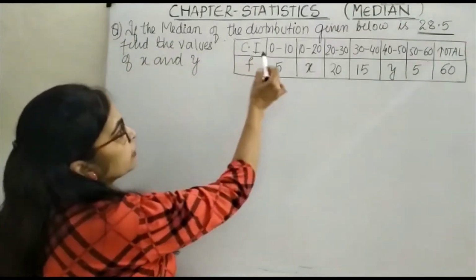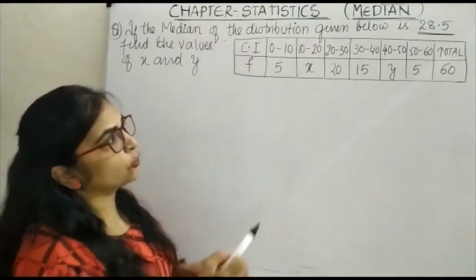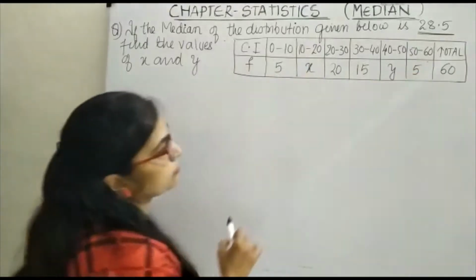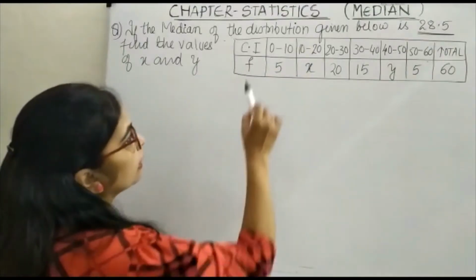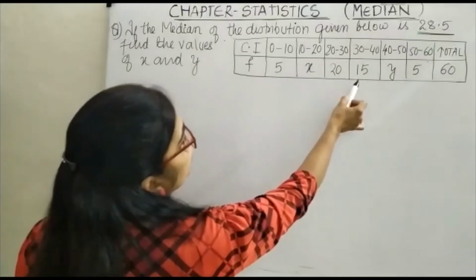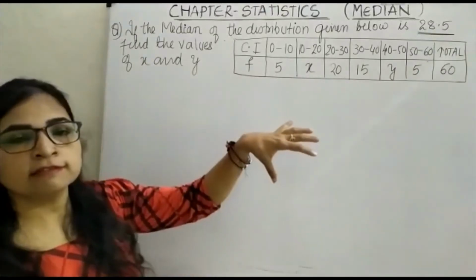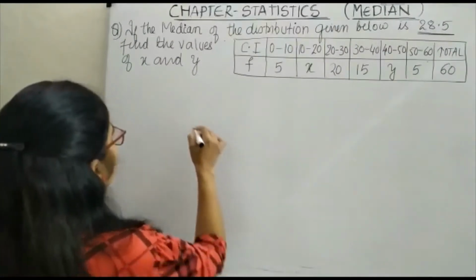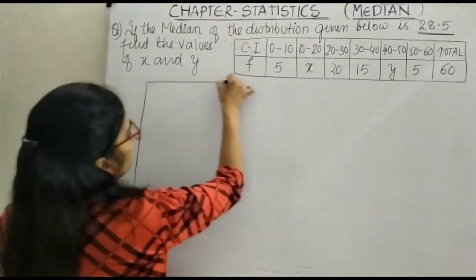Our class intervals are 0 to 10, 10 to 20, 20 to 30, 30 to 40, 40 to 50, 50 to 60, and the total of the frequency is given as 60. Our frequencies are 5, x, 20, 15, y, 5, and the total is 60. Let us see how we can work this out. We'll make the table first of all.